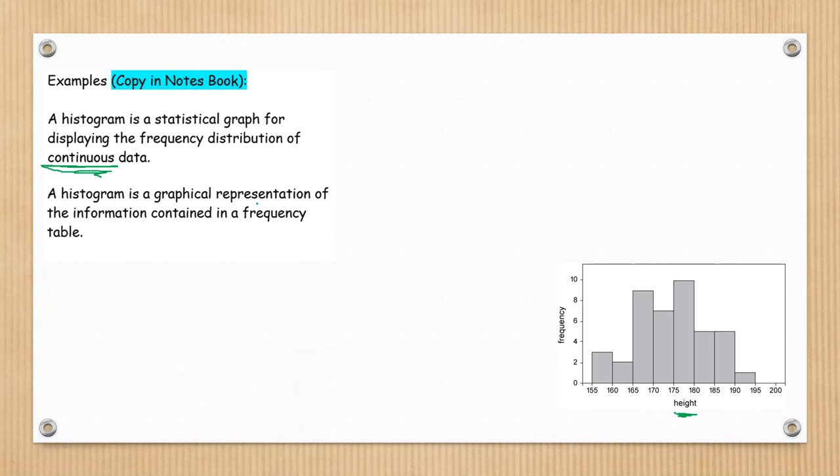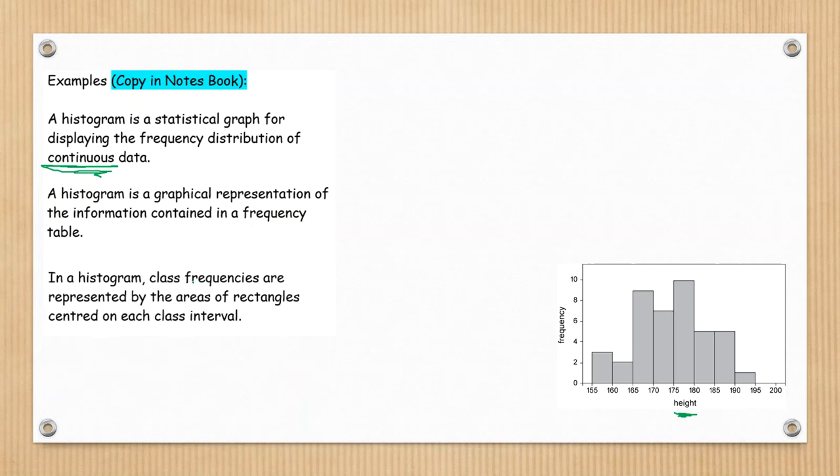A histogram is a graphical representation of the information in a frequency table, as in the revision. Class frequencies are represented by the areas of the rectangles, centered on each class interval. So this is the interval between 155 and 160, and we're looking at the area here. So it's best if we have the same distance for each of these lines. It might be misleading if you have different widths of the rectangles, because we do consider the area.